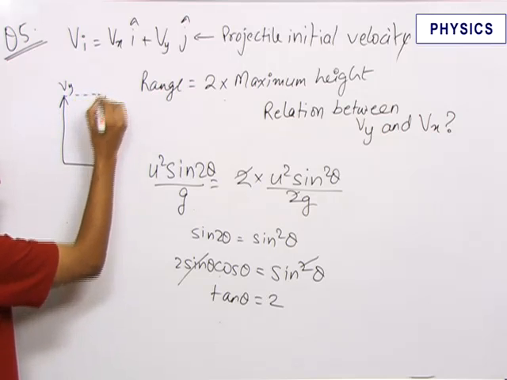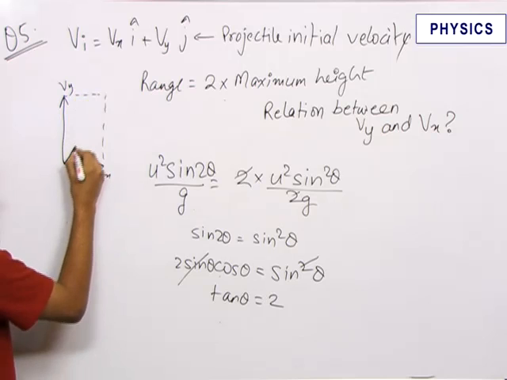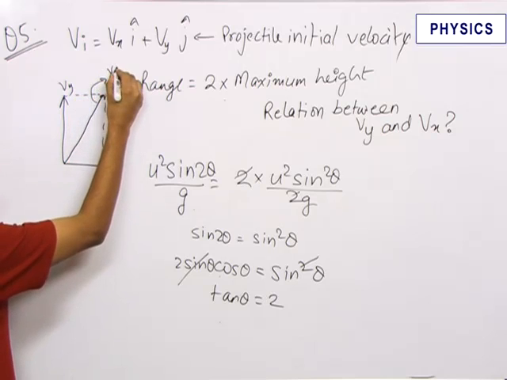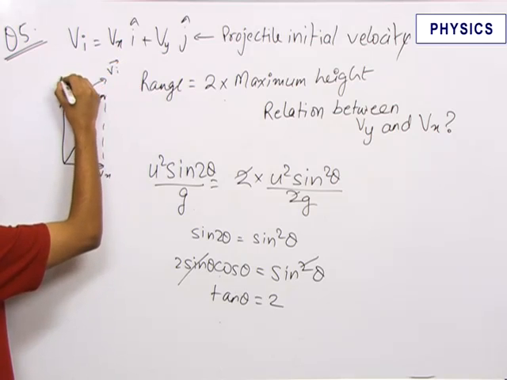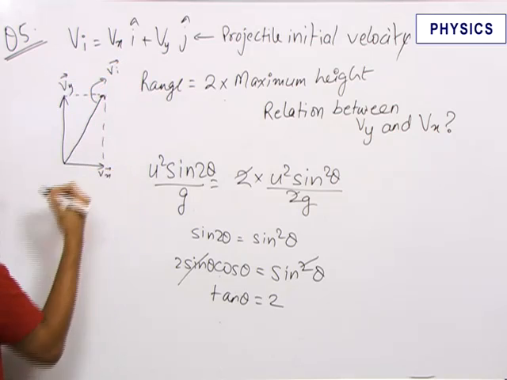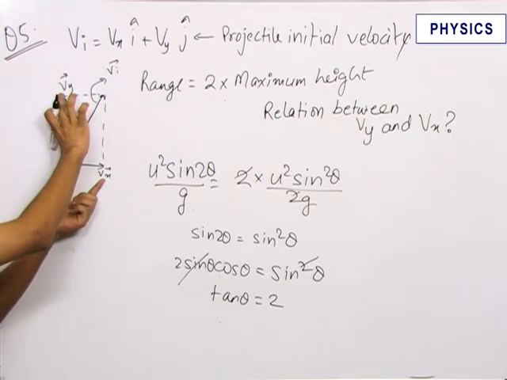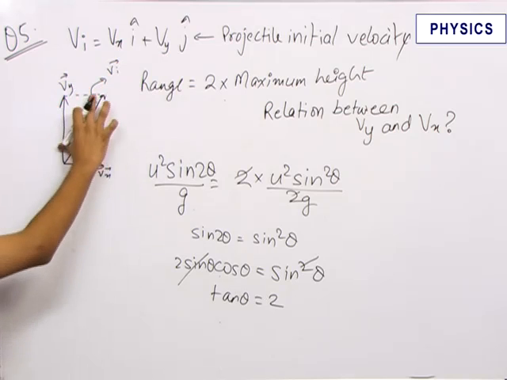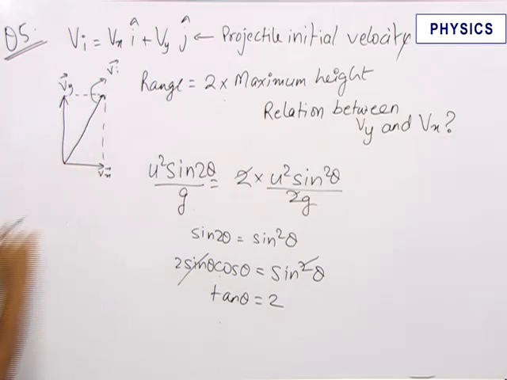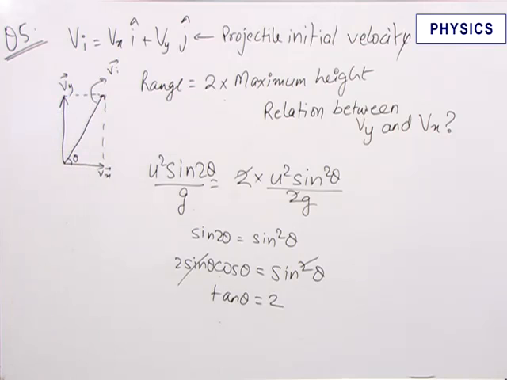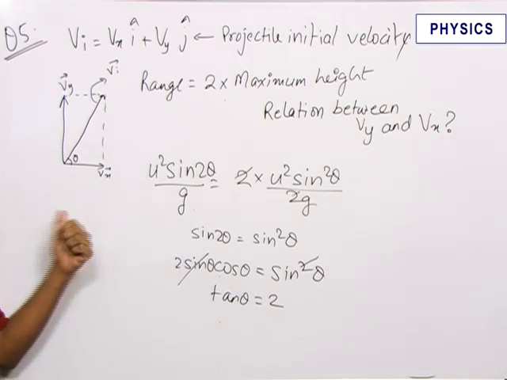The resultant of these two velocities Vy and Vx is the actual initial velocity vector. This is the V initial vector, this is Vy, this is Vx. This is the x component of the initial velocity vector, this is the y component of the initial velocity vector. And this is actually nothing else but the resultant of these two vectors. And the initial velocity vector is at an angle theta, where theta is the angle of projection.